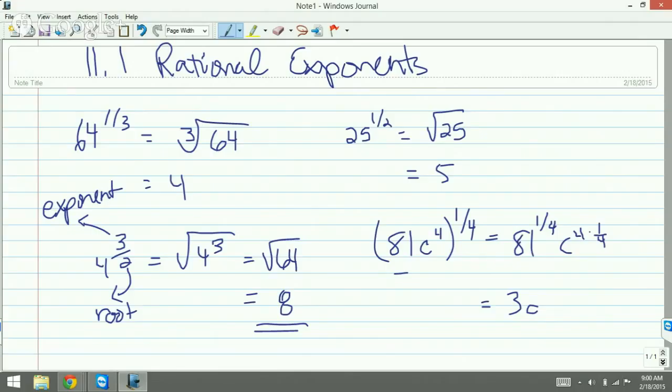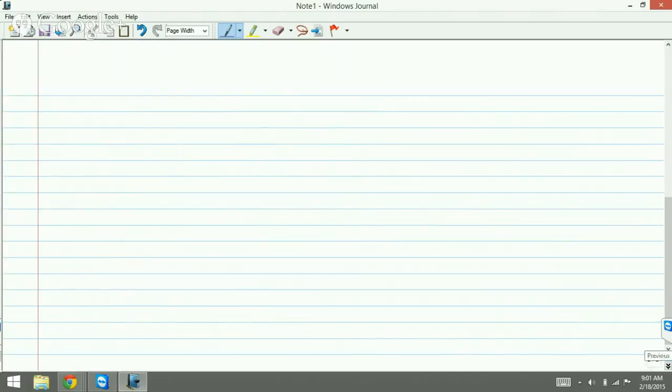All right, let's see. Let's give you a little harder one here. See what you could do with it. Lots of ways to solve this one. Using a calculator is probably pretty easy.